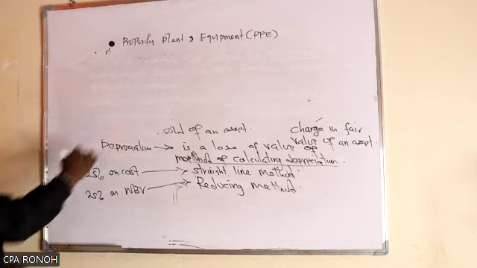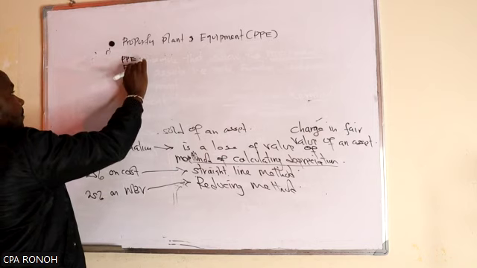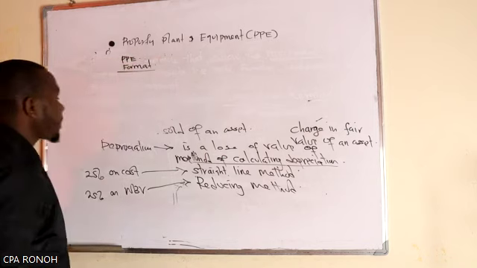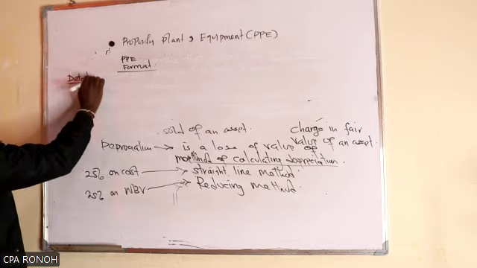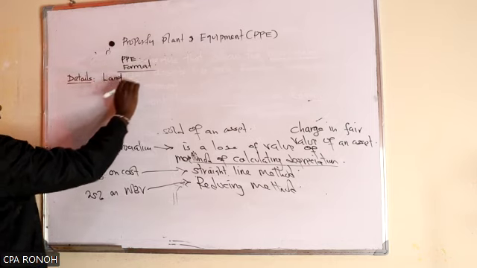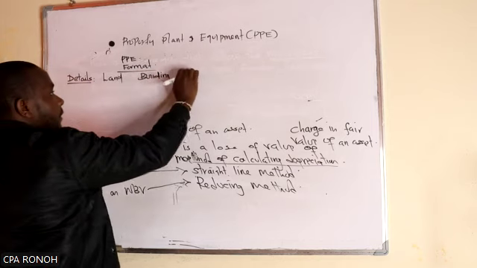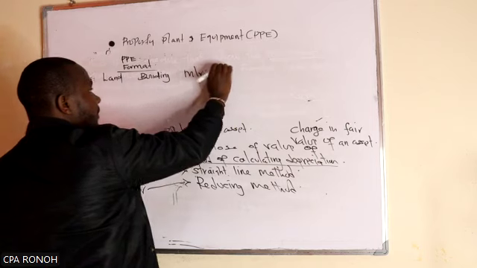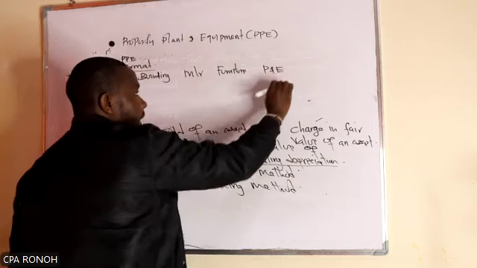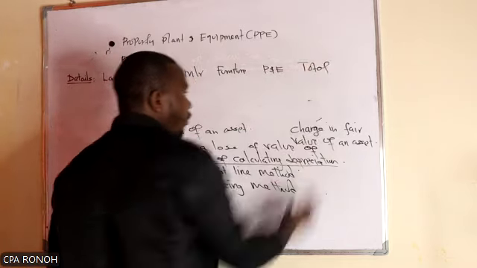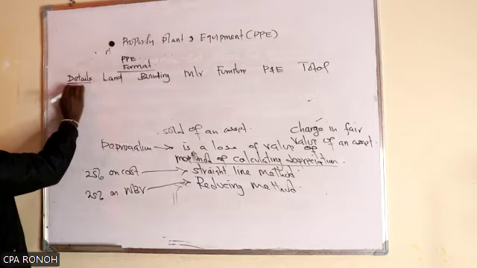Now we have the format. So we need to know the format of PPE. So you write PPE format, which we will start with the details. So the first asset can be land. Next is building. We can have motor vehicle, furniture, plants and equipment, and then total. And on this side, we have balance brought forward.